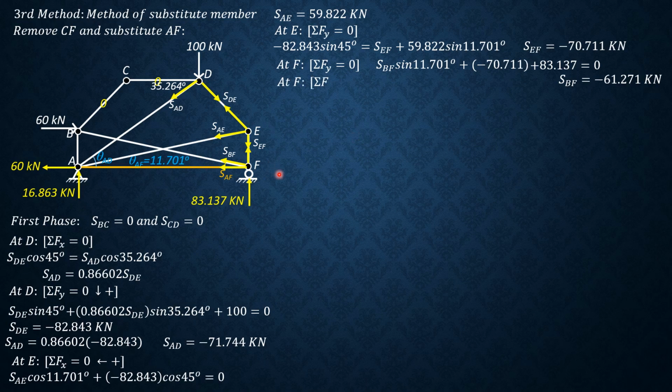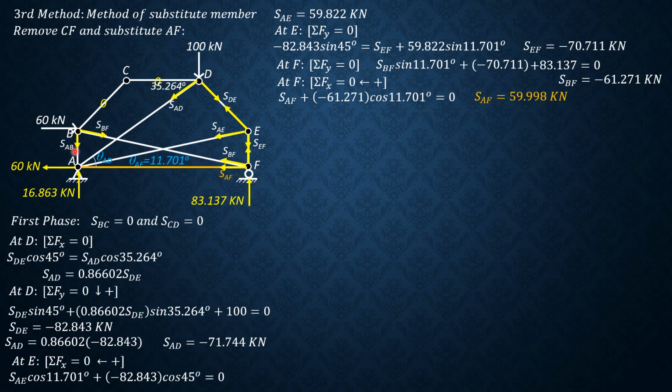And finally, summation forces X at F equals 0 to solve for SAF. So SAF, leftward positive, SAF plus SBF, which is negative 61.271 cosine 11.701, equals 0. So SAF is equal to 59.998 kilonewtons. Then since we need AB, we proceed to joint B first.